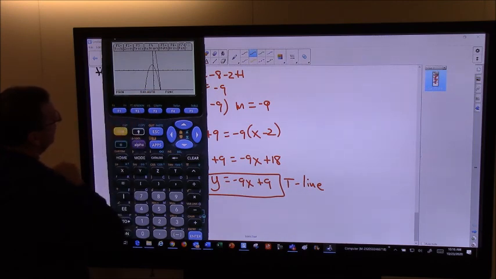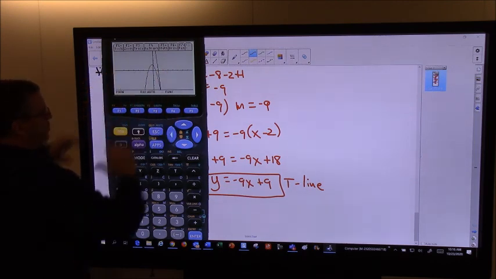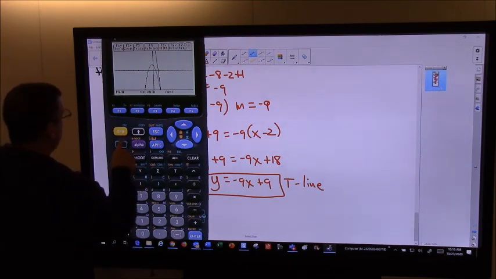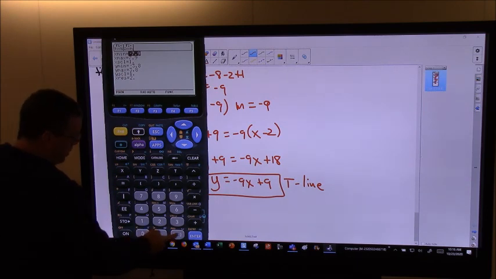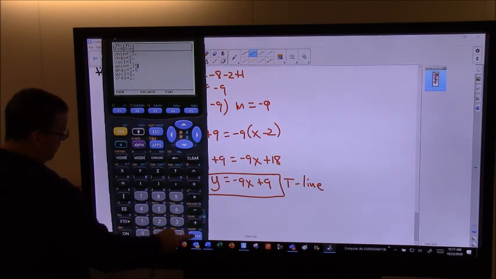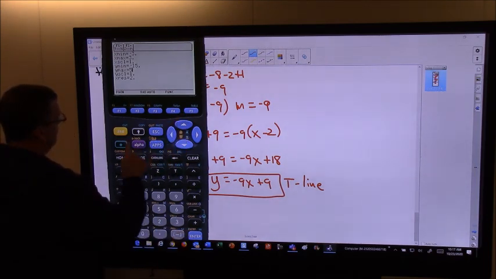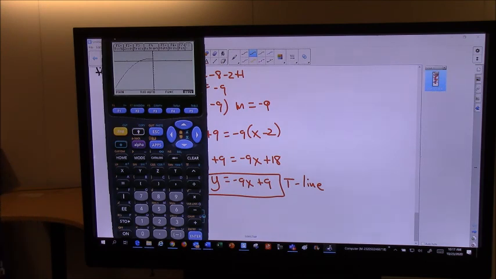There's my tangent line. I'm going to change the window a little bit so I can see a better picture of what I want to focus on. On the x-axis, we really don't need to go that far. We can go from negative 3 to 3. And for my y values, I do need to see a little bit lower than this. So let's maybe go from negative 15 up to 5. And so then I want to graph that again. So there's my parabola.